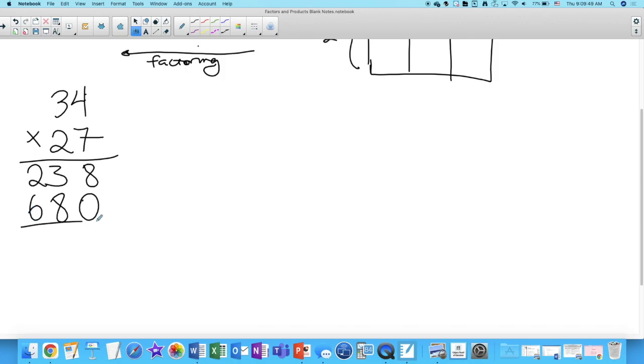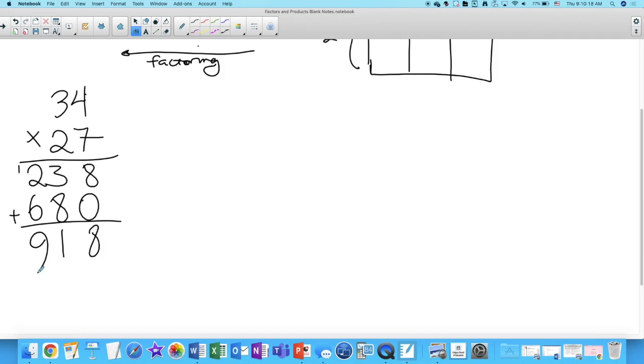Okay, so this is 8, this is 11. Actually, it's not 11, it's 11 tens, which is 110. So I have a 1 in the tens position and a 1 in the hundreds position to represent 110. And then I add these ones, so that's 918. Okay, we all feel comfortable with that?